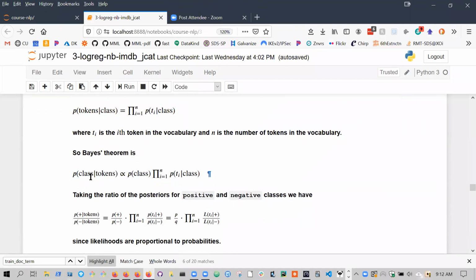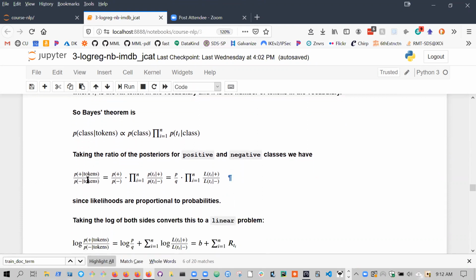Because I can write this statement for the positive class, and then I can write an equivalent proportionality for the negative class, and then I can take the ratio, and the proportionality constant divides out. So that's what I've done here. I have a statement: P plus given tokens is proportional to P plus times the product of the token likelihoods for the positive class, and then I have the same statement for the negative class. Then I just take the ratio of those two statements, and I get this equation here.